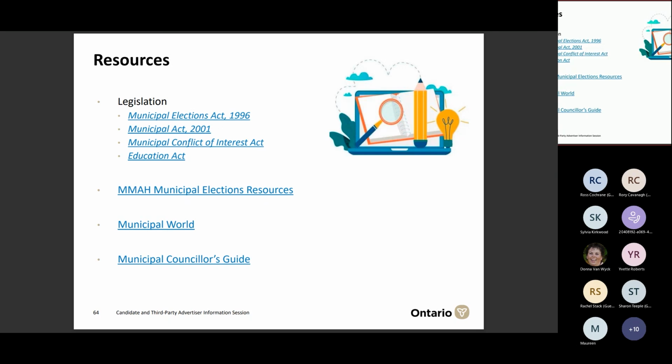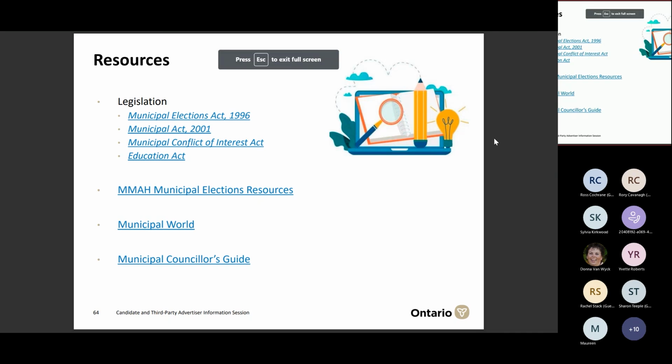Resources. So the first link will take you to the eLaws website, where all provincial legislation is available online, including the associated regulations. You may want to familiarize yourself with the Municipal Elections Act, the Municipal Act, the Municipal Conflicts of Interest Act, and if running for a school board, the Education Act.